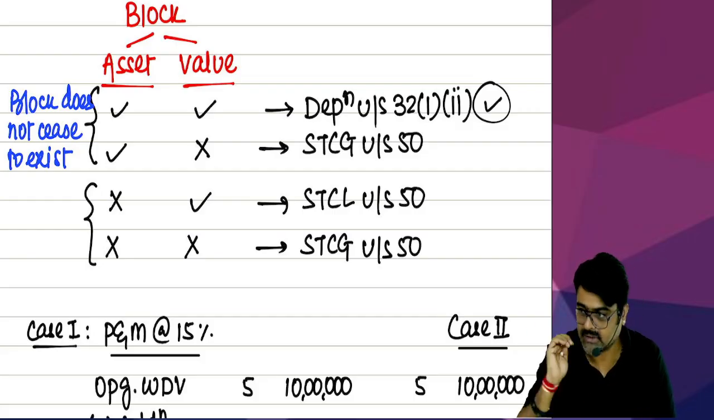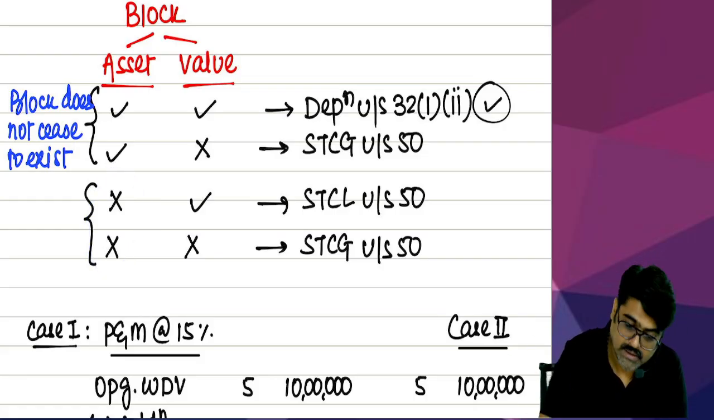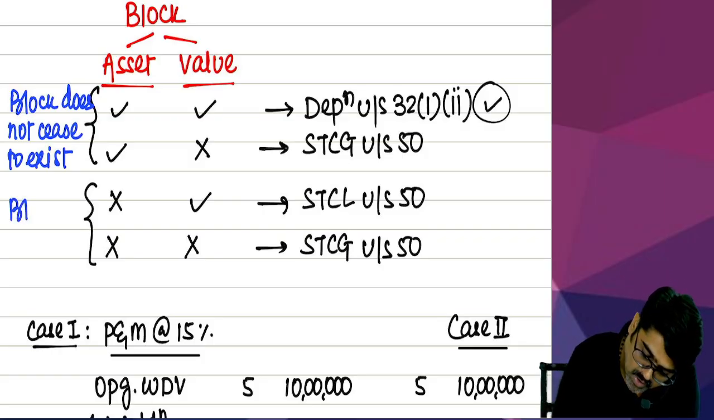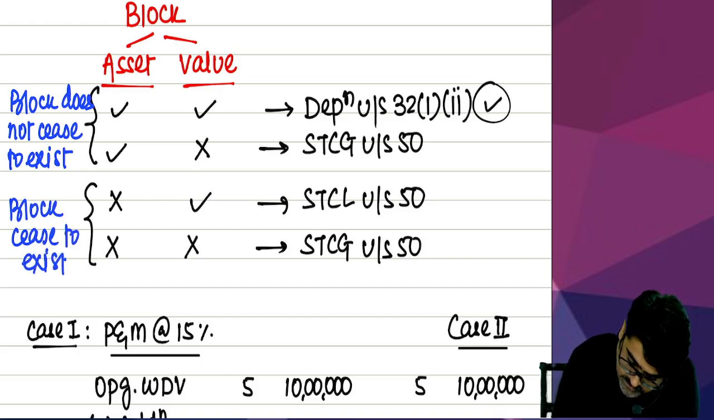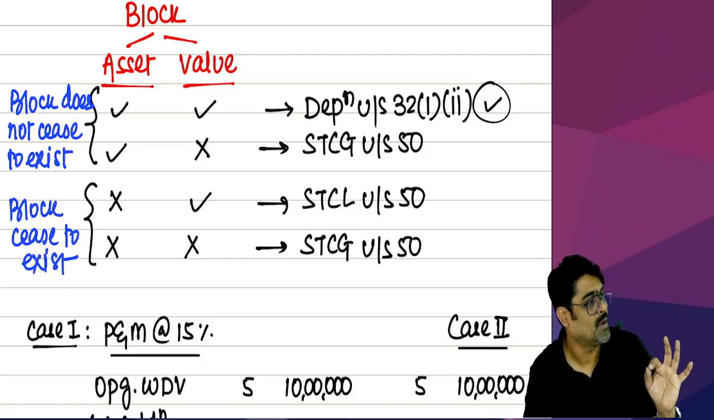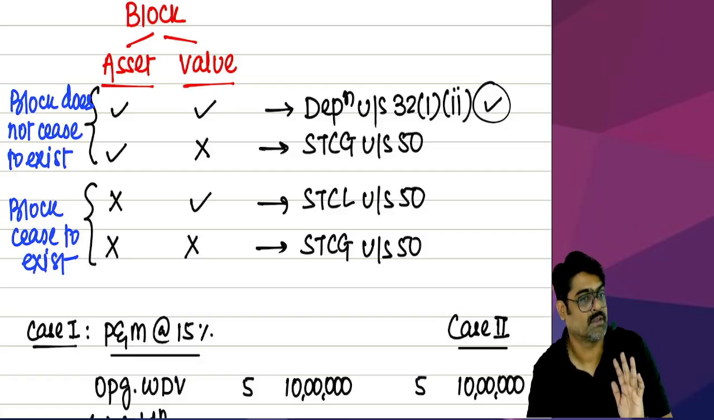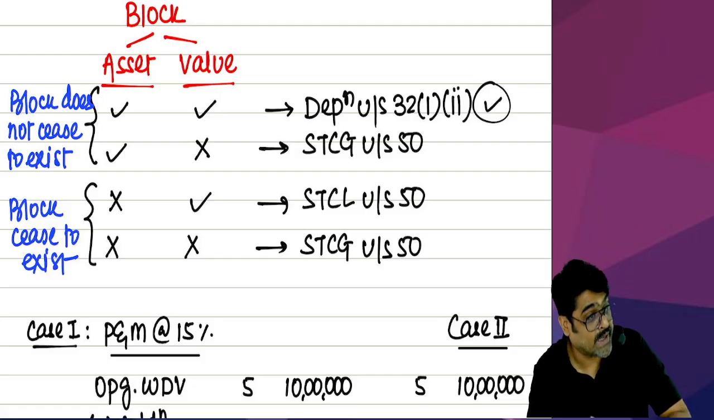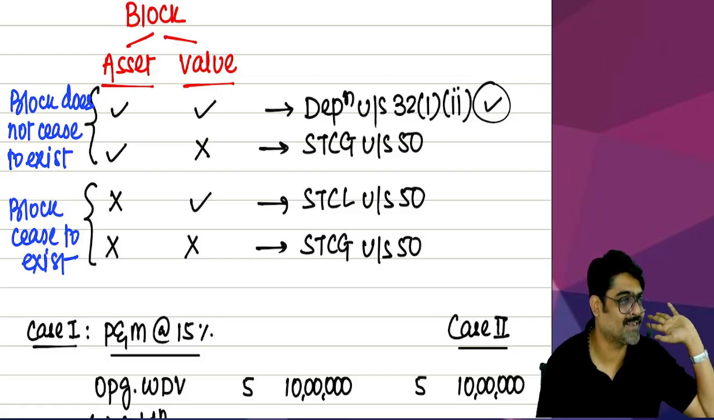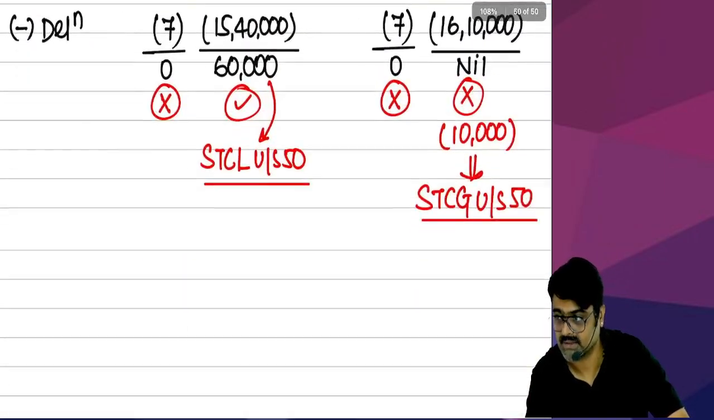Yes or no? And last two cases. Can you see assets in the block? All the assets are gone, and this situation is known as block ceases to exist. So if block ceases to exist, you will either have short-term capital gain or you will have short-term capital loss. But if the block does not cease to exist, you will either have short-term gain or you will calculate depreciation. Will you remember this? With the help of this number example, did you understand everything?